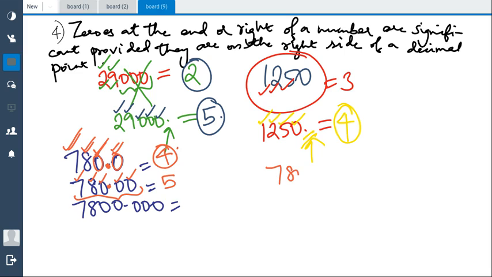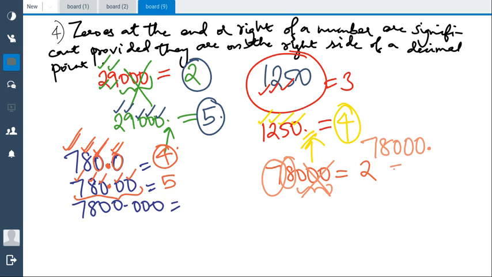If I did not have a decimal point and my number was this, then the total number of significant figures would be equal to 2. How? 1, 2. The zeros won't be counted. But if I write 78000 with a decimal point, then I have to count these zeros as well. Understood? So, what is the answer? The answer is 1, 2, 3, 4, 5, 6, 7. Easy, right? Now, next one is the next topic.